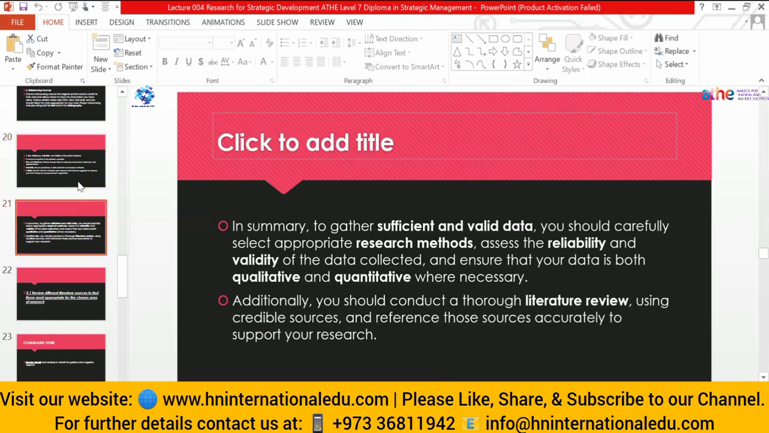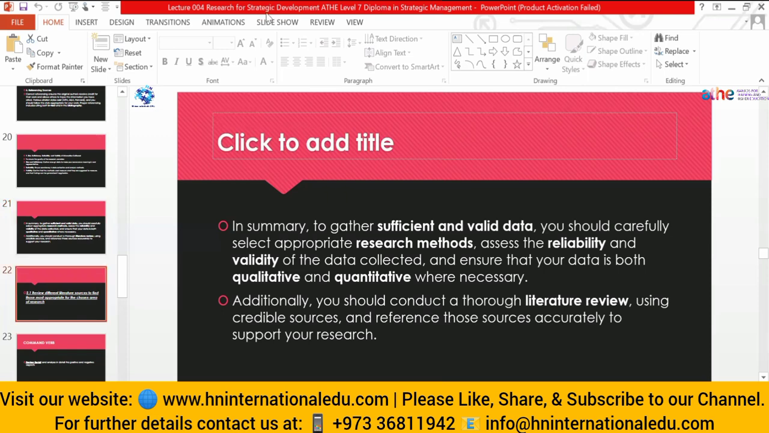Conclusion. In summary, to gather sufficient and valid data, you should carefully select appropriate research methods. So for the validity part and the sufficiency part, you have to first focus on the methods. Assess the reliability and validity of the data collected and ensure that the data is both qualitative and quantitative where necessary. Additionally, you should conduct a thorough literature review using credible sources and reference those sources accurately to support your research. This is my recommendation to you. We are done with the complete LO according to the indicative content. Was it clear to you?